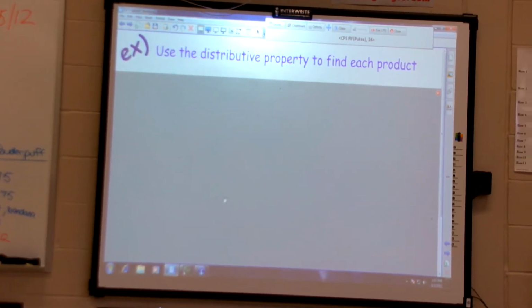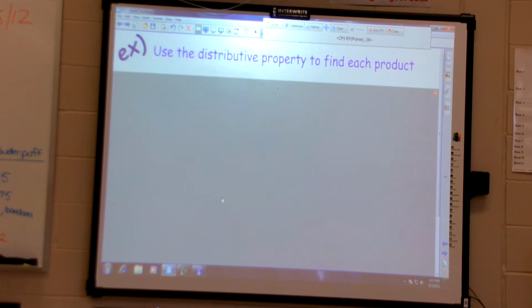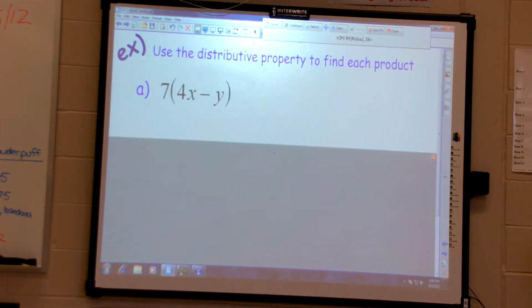Find each product. What does product mean again? Answer to what? Answer to multiplication. Okay, so use the distributive property to find each product. First one. 7 times 4x minus y.